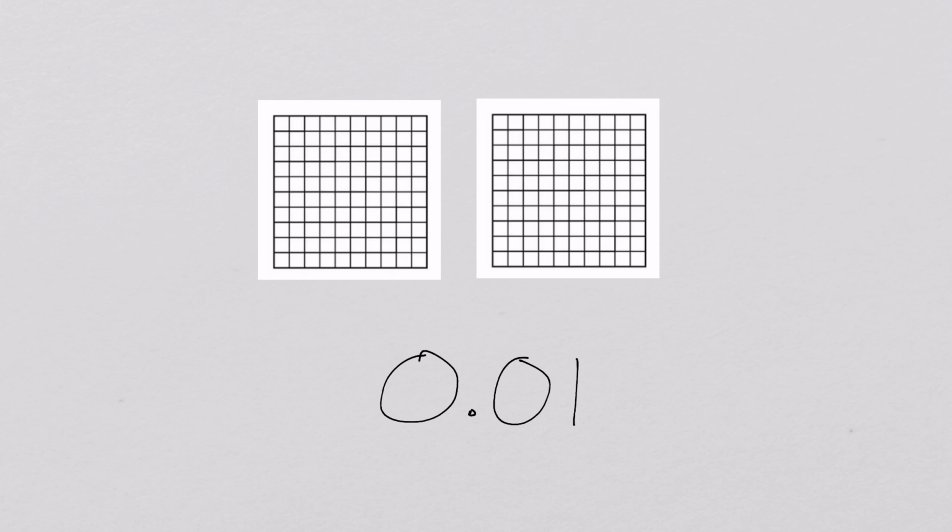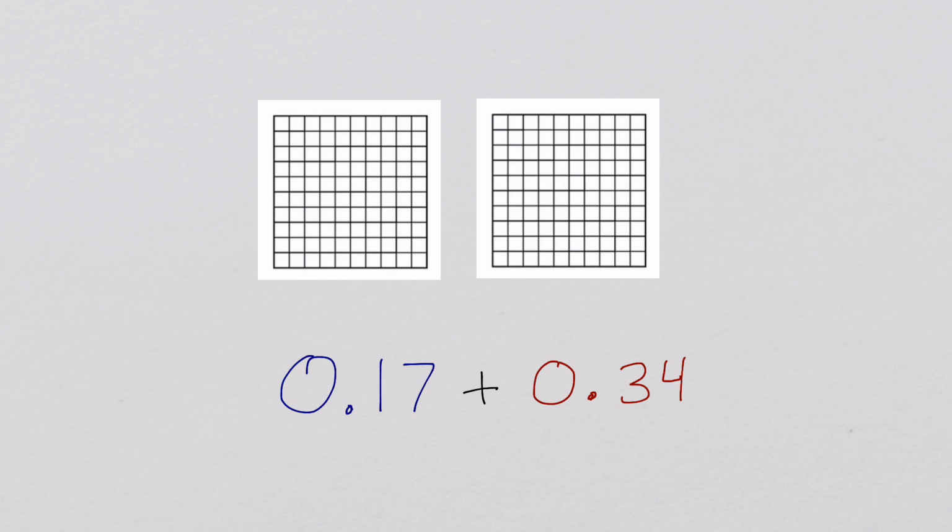And just like in our past model, each column, either going up and down or a row going left to right, is worth 1/10th. So we have tenths all the way up and down, and we have hundredths, one little box. So let's see if we can add using these hundredth grids. This time we're going to try and add 17 hundredths in blue to 34 hundredths in red.